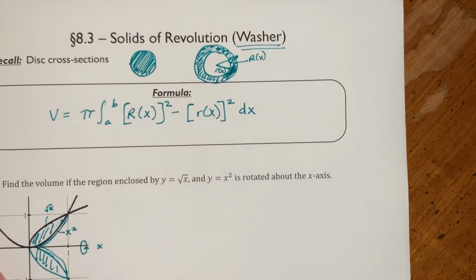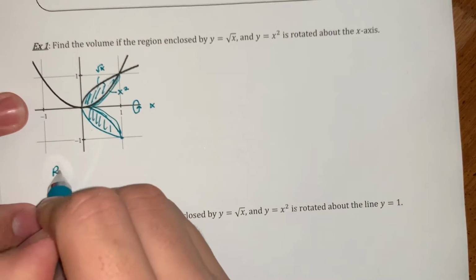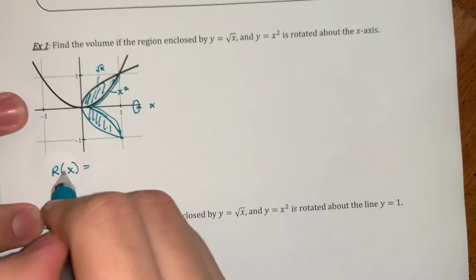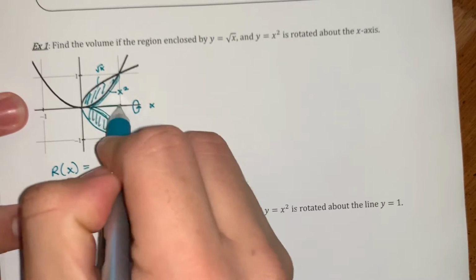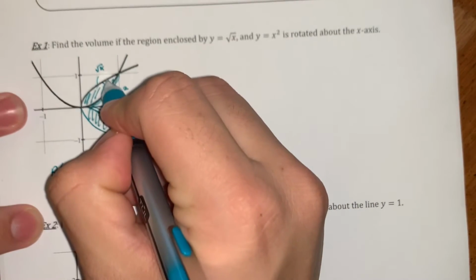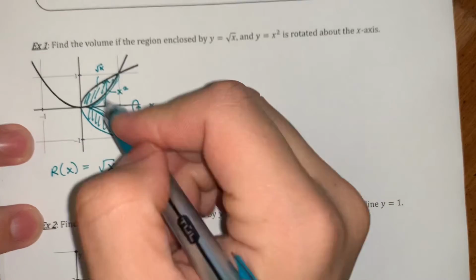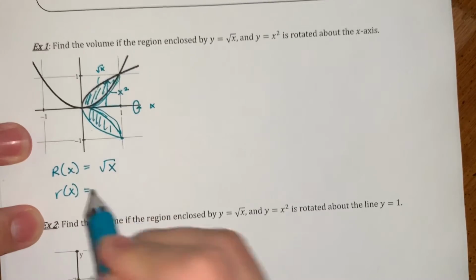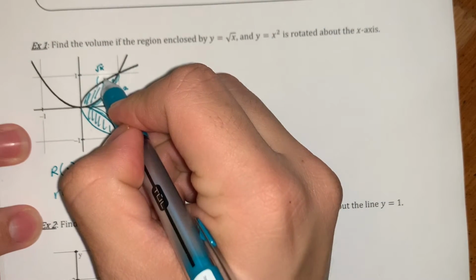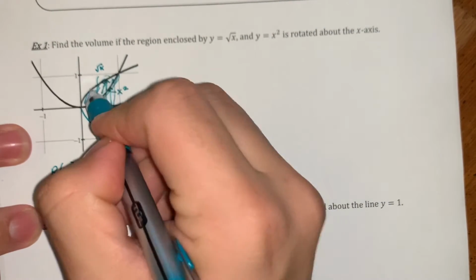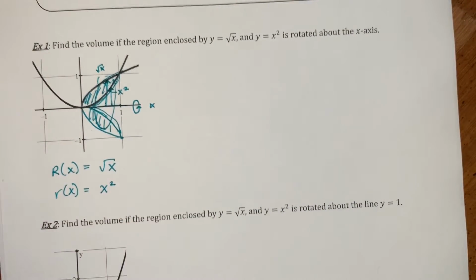And if I were to slice this at any point, it'll look like pretty much a washer. So the main thing you've got to do here is figure out, first of all, what is my outer radius, capital R of x. If I'm rotating around the x-axis, my outer radius is going to be square root of x. And then my inner radius, little r of x, is going to be from here to my inner radius. If I draw these circles, the outer radius corresponds to the function square root of x, and my inner radius corresponds to x squared.